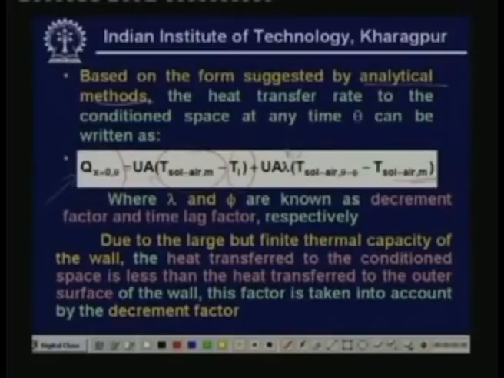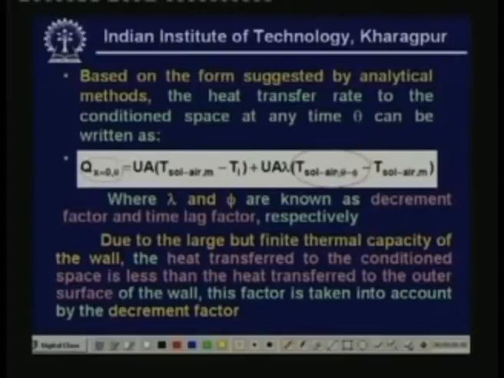And this lambda is what is known as the decrement factor. I'll explain what it is. And this phi is what is known as the time lag factor. And here T solar, look at this temperature. I am calculating the heat transfer rate at some time theta, so this is written in terms of the temperature at time theta minus phi.